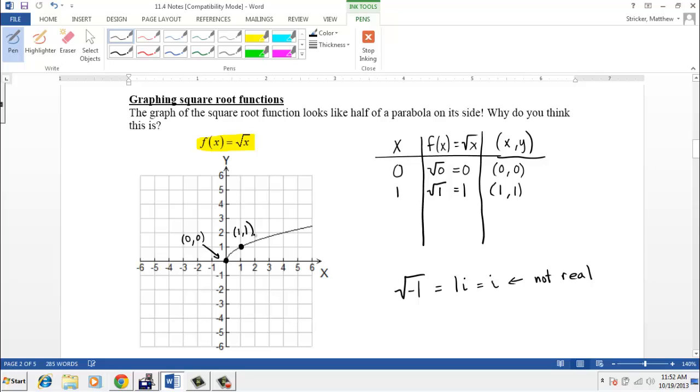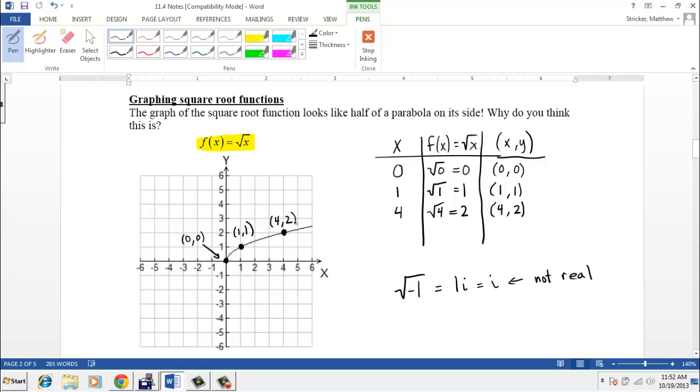What about 2, though? Do we want to choose 2? Square root of 2, can we take that? We can, but it's a decimal number. So I would prefer to pick our next whole number which we can take the square root of, which would be 4. The square root of 4 is 2, so this gives us the point x is 4, y is 2, which again we see on this graph over here on the left. That's the point 4, 2.